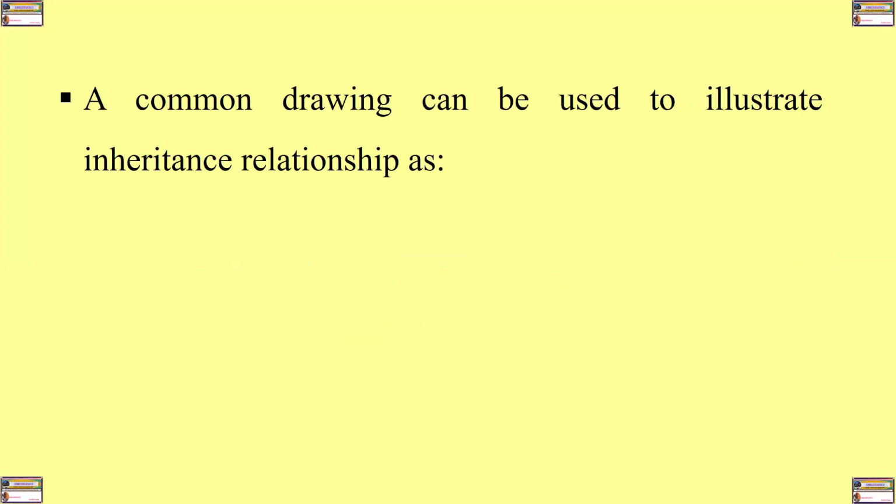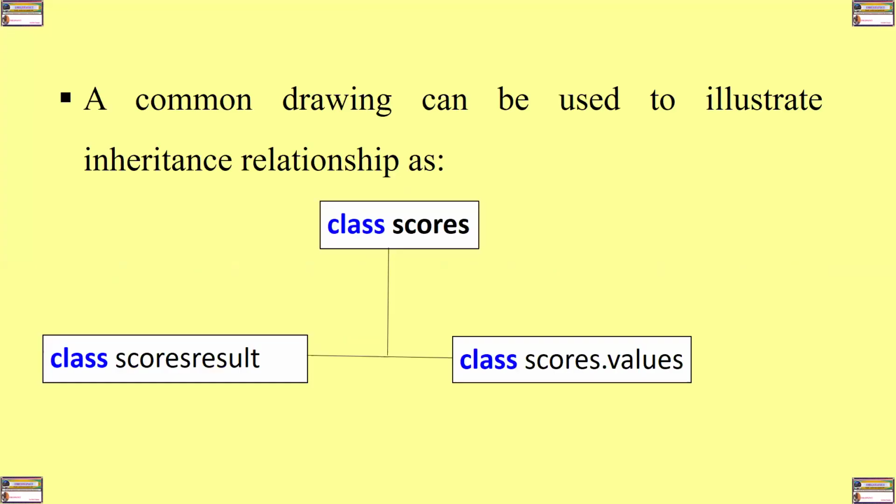In other words, this diagram illustrates the relationship between the derived classes and the base class in as far as inheritance is concerned. So if you have a class called scores, and we have two classes that are allowed to access the members of the class called scores by the names scores result and scores values, then we can indicate it as follows. So in this diagram, I have the class called scores. Below it, we have class scores result and class scores values.